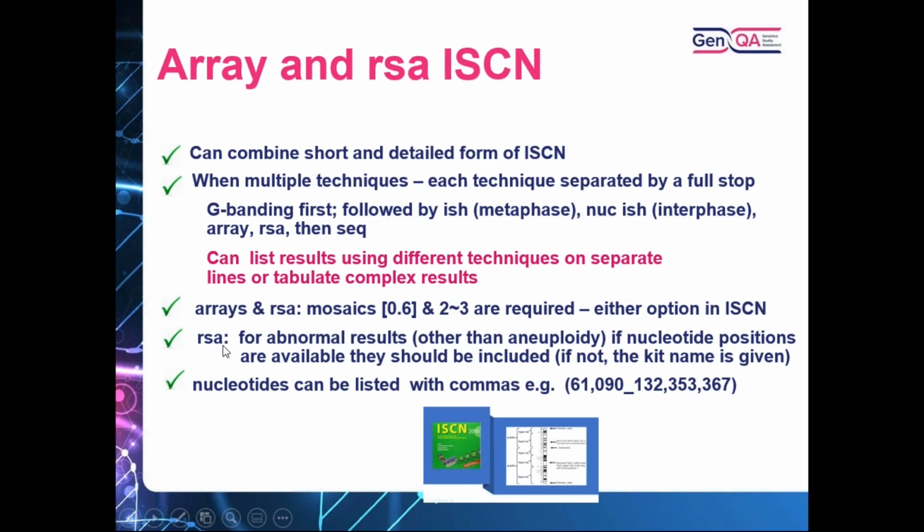For regional specific assays, for abnormal results other than aneuploidy, if the nucleotide positions are available, then they should be included. However, if they're not, which many kits don't give you, you have to give the kit name and the version. And nucleotides can now be listed with commas again. It just makes it easier to work out what the numbers are at first sight.